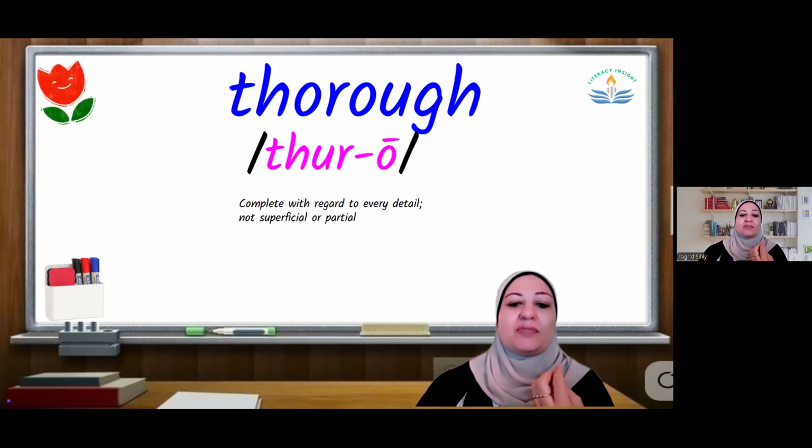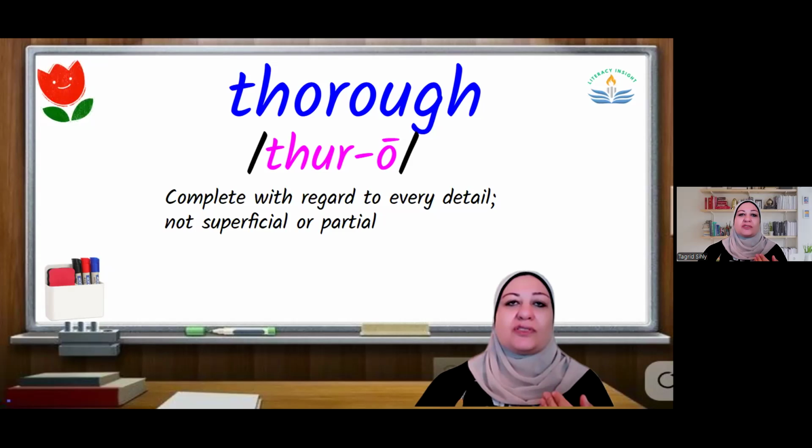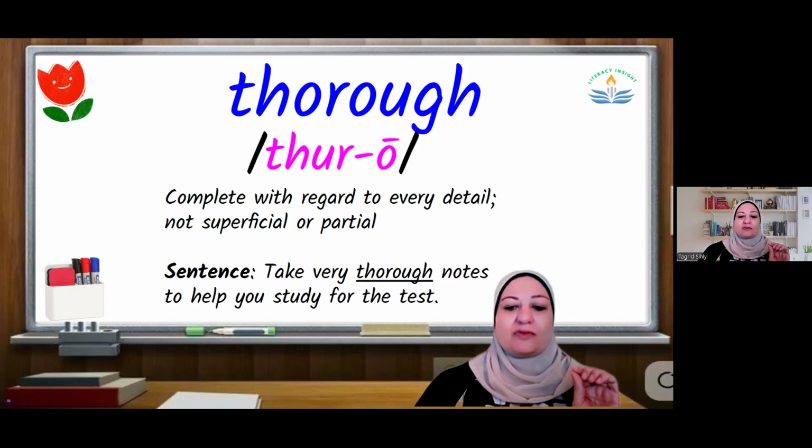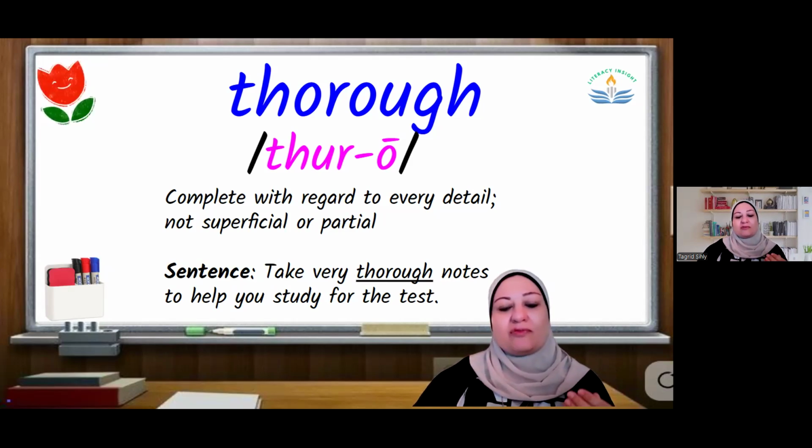So what does thorough mean? It means complete with regard to every detail, not superficial or partial. When you do a really thorough job, that means you are very attentive to every detail. You are very comprehensive. So for instance, a sentence, take very thorough notes to help you study for the test. When you take very thorough notes in class, that means you really are paying attention and your notes are very comprehensive. And when you come to study for the test, your notes are very helpful because they're very thorough.